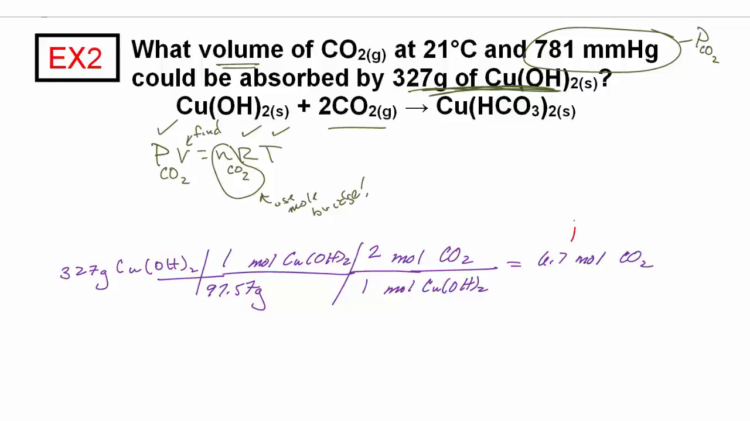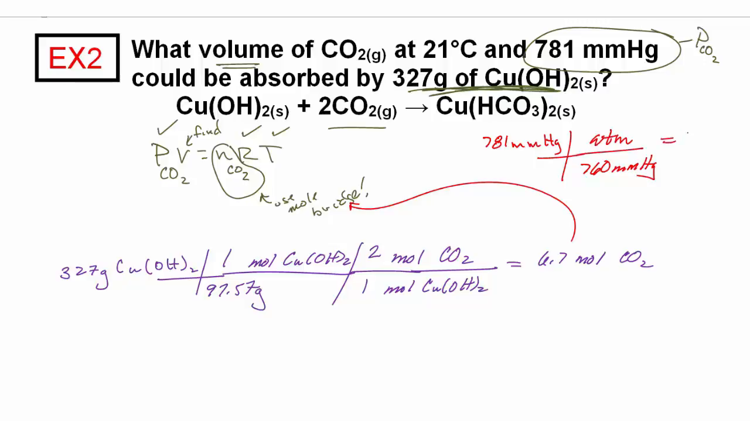Now I'm ready to substitute it into the ideal gas law equation. Pressure is in the wrong units though. 781 millimeters of mercury is in the wrong units. I need to get that into atmospheres. About 1.03 atmospheres.